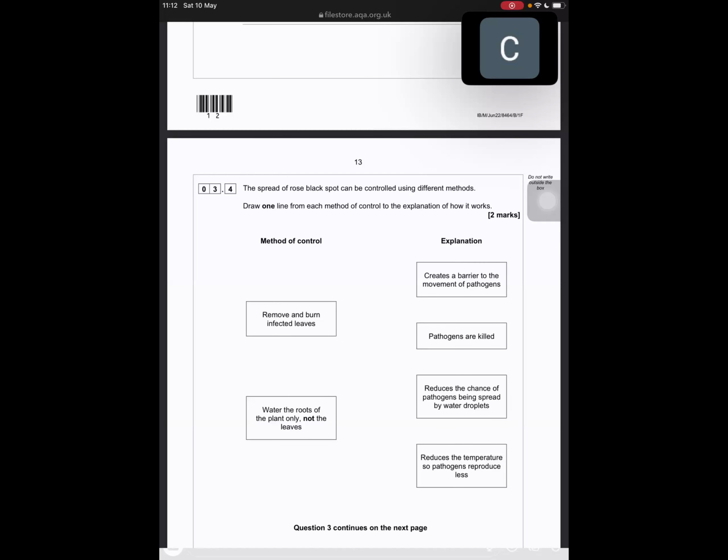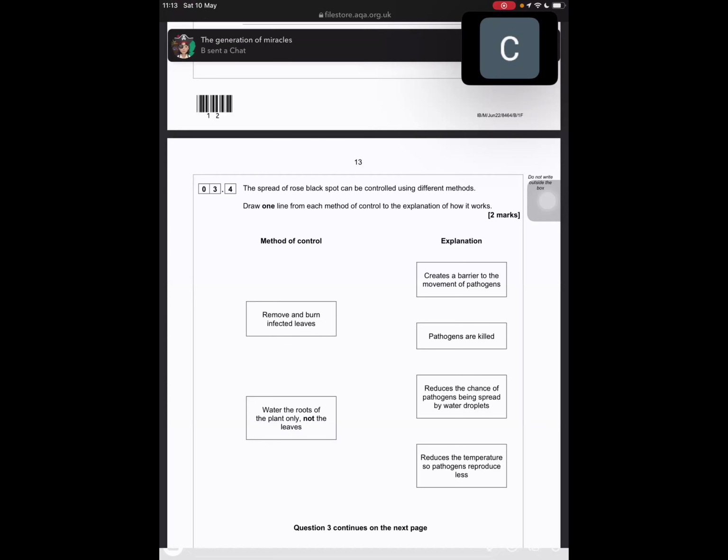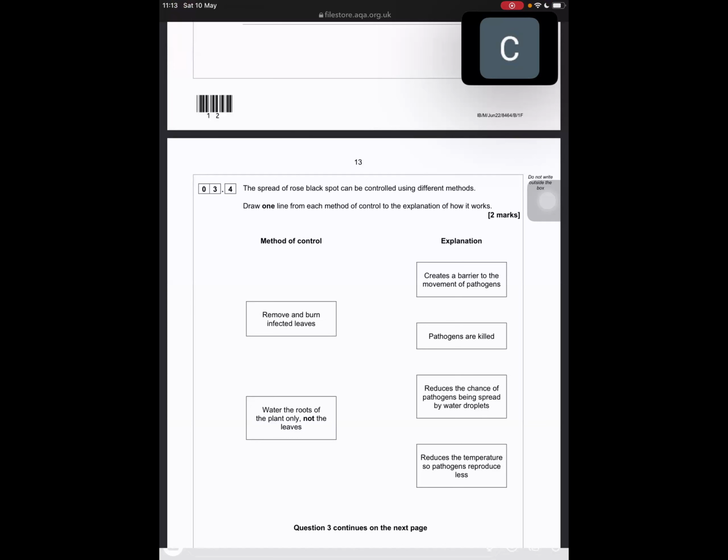The second one says water the roots of the plant only, not the leaves. Okay, I think that one is more suited to water the roots of the plant, not the leaves. Yes, it reduces the chance of the pathogens being spread by water droplets. Then remove and burn infected leaves. Pathogens are killed. Yes, those are the two I'll go with. What does the marking scheme say?